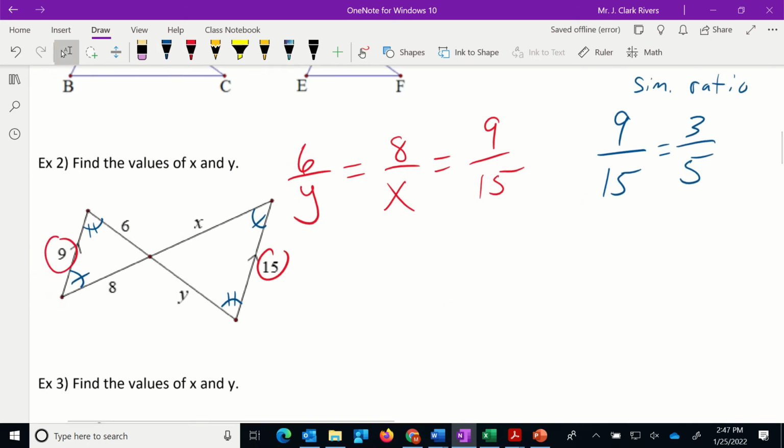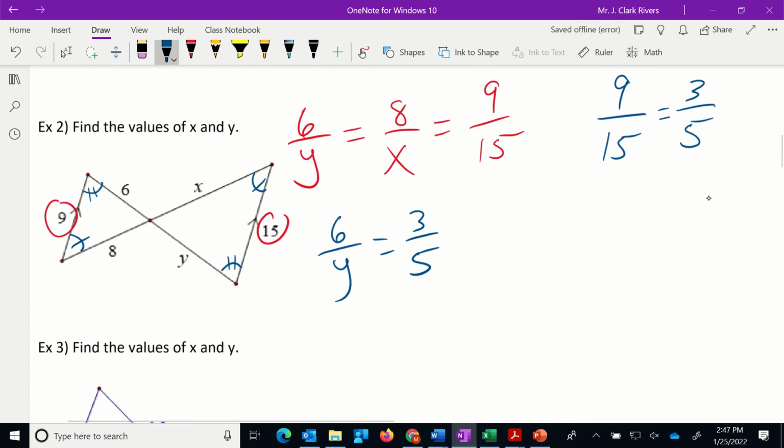So I'm going to use that simplified similarity ratio just to make the multiplication a bit easier. So 6 to y, that is left to right, is equal to left to right 3 to 5. Okay? We cross multiply and solve. We get 3y equals 30. Y has to equal 10.